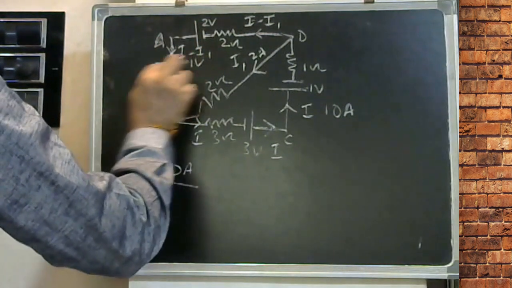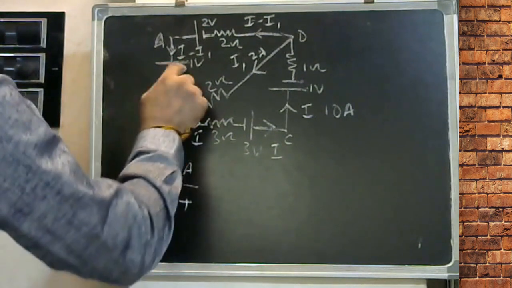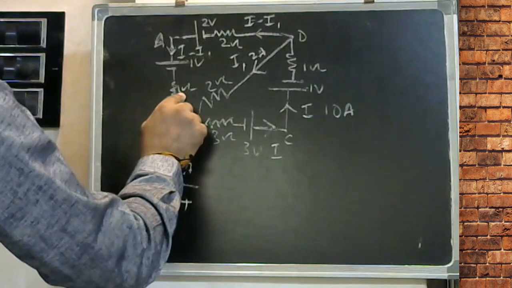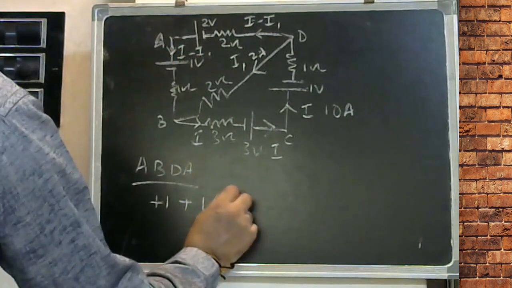What I come across is the battery's plus plate, so write plus 1. Plus IR. I is I minus I1 and R is 1. So 1 into I minus I1.